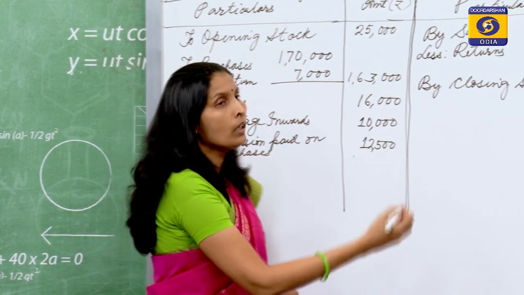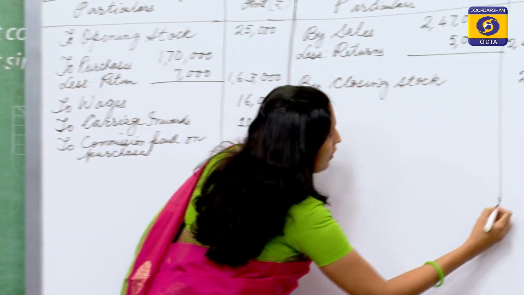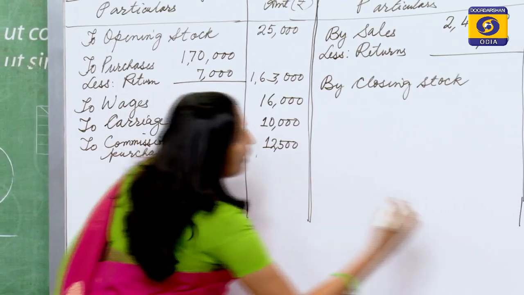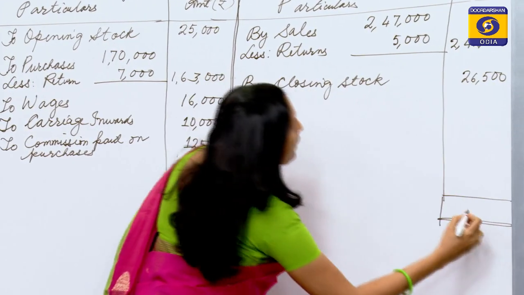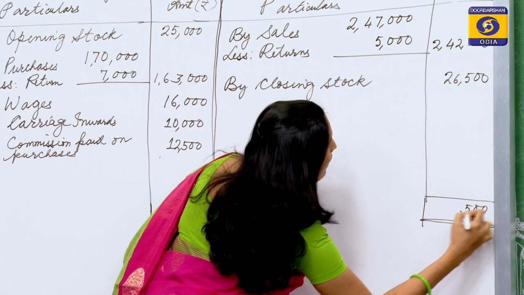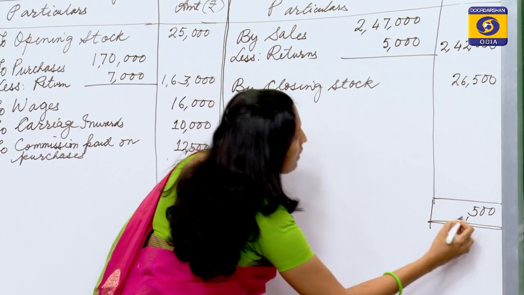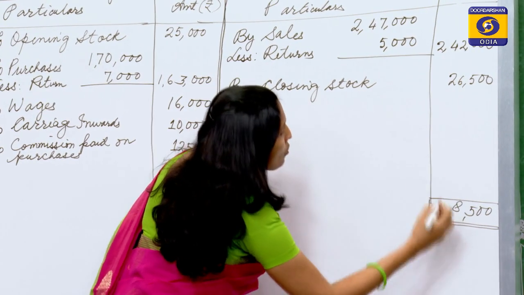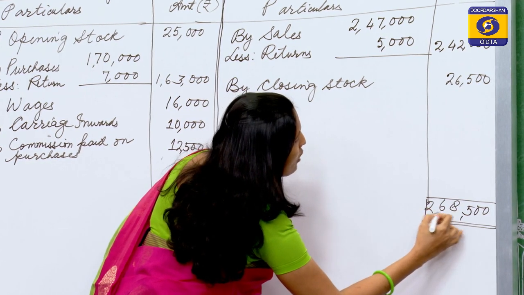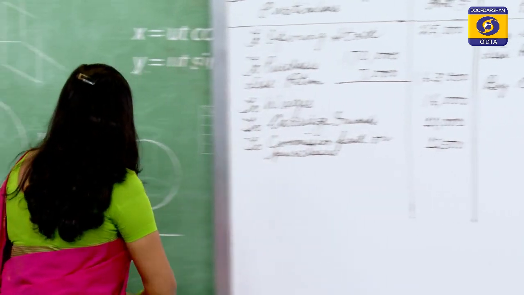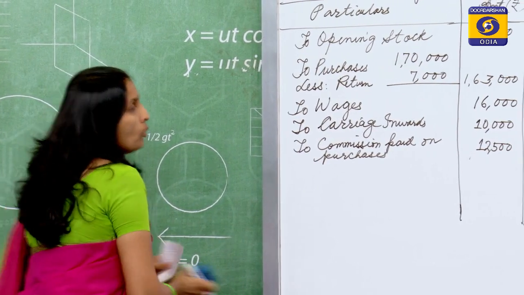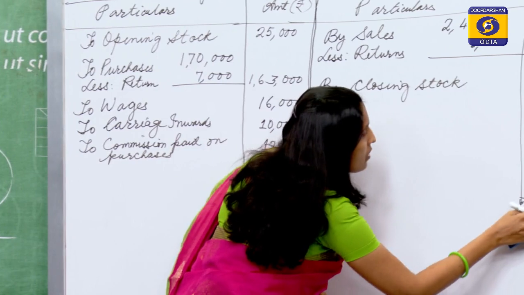So let's do the totaling for the credit side. What is the total of the credit side? Students, let's do the totaling. We have 500, then we have 6 plus 2, that is 8, 4 plus 2, that is 6. So that is 2,68,000.